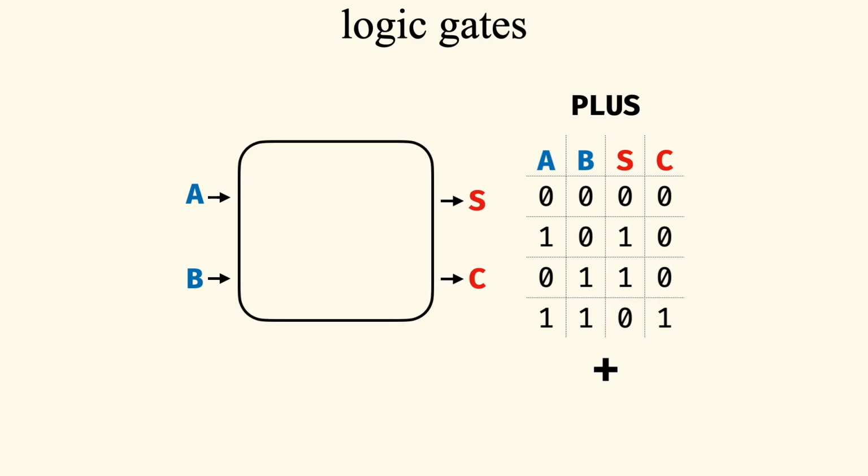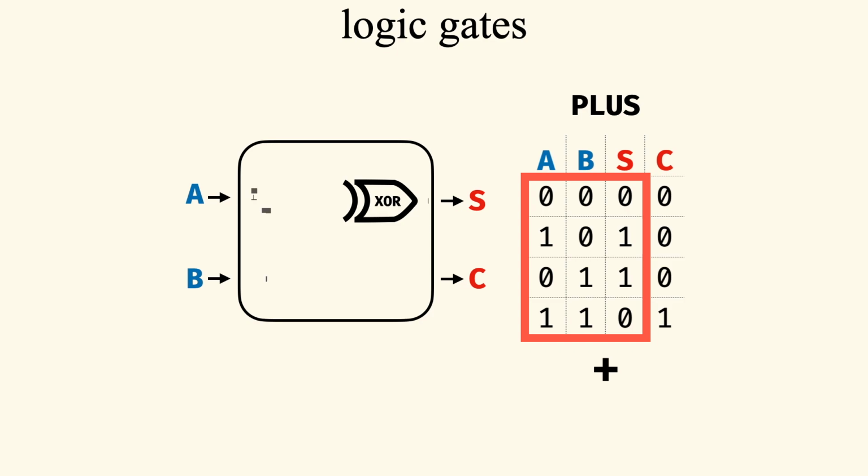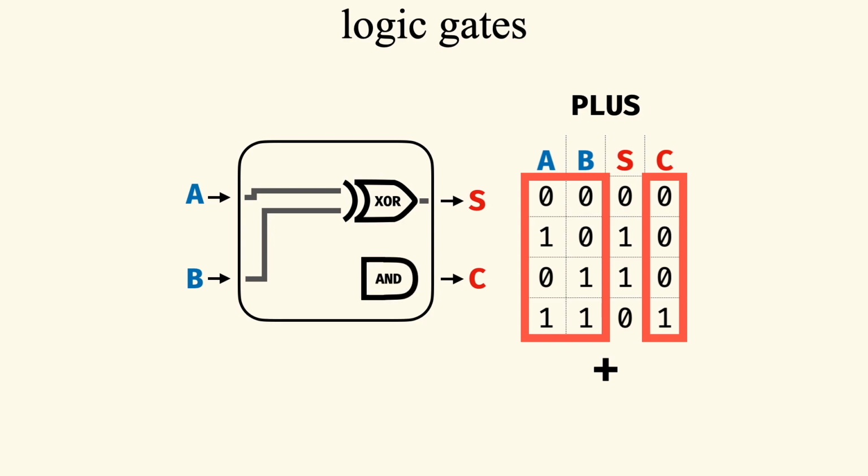Now how do we build this out of logic gates? Let's look at a truth table. Take a good look at S and you can actually see that A, B, and S match the truth table for an exclusive OR gate. So let's put one of those down. Do the same process for A, B, and C and we have the truth table for an AND gate.